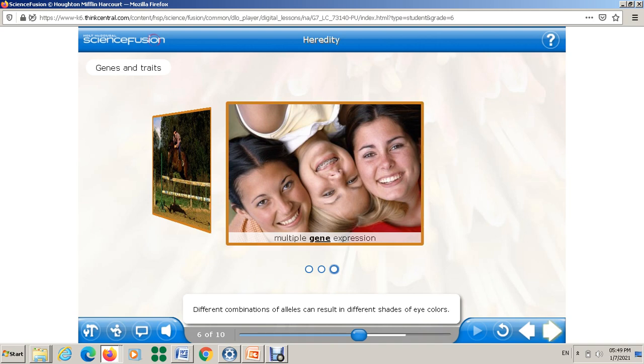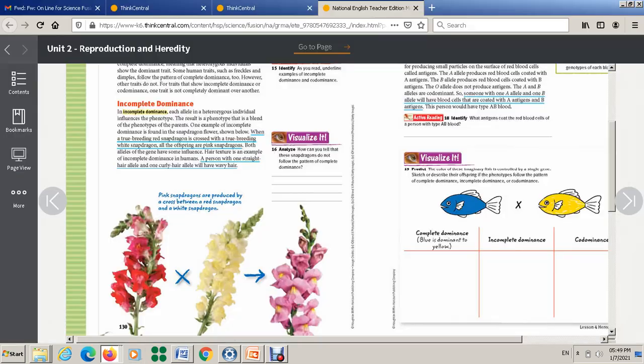Okay, now I'm going to solve different questions with you in your book. Let's start. How can you tell that this garden does not follow the patterns of complete dominance? How can we tell for this? So this question is in your book, which is on page 16. How do you think about this? How to answer this one? The offspring is neither red nor white, right?